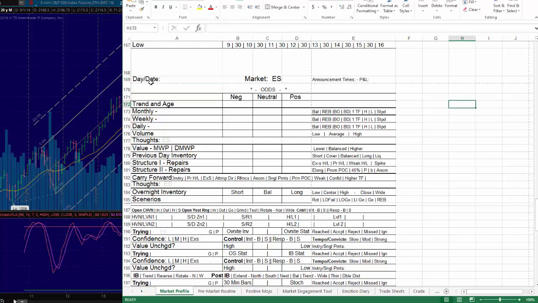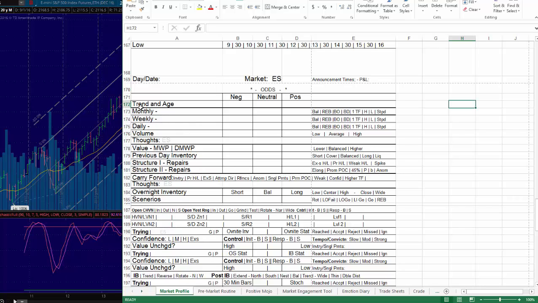So starting from the top, I got the day and date. The market, I wrote in here ES, could be anything that you want. And I like to write down some of the announcements. Just write that in this area here. And generally at the end of the day, the P&L. So in this section here, I'm just trying to get the odds. What are the odds of this being a neutral day, a negative day, or a positive day?